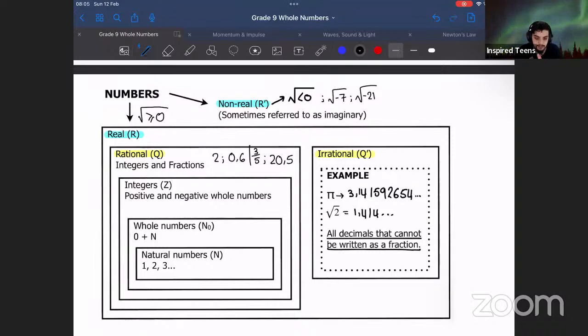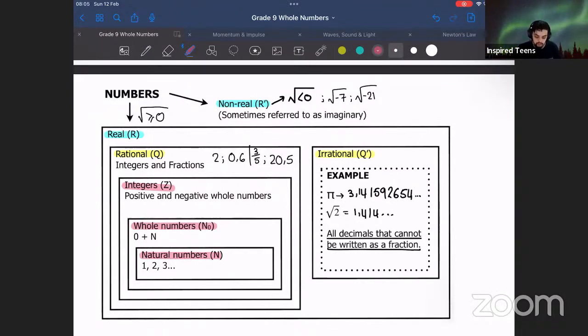So non-real and real numbers we've distinguished between. Non-real is inside of a root less than 0. Real is inside of a root greater than or equal to 0. Within real numbers, we have rational and irrational. With irrational, we said that they are never-ending decimals that we don't know the value of. And with rational, we said we know the entire value of them. Now, within rational numbers, we further differentiate them as integers, whole numbers, and natural numbers.